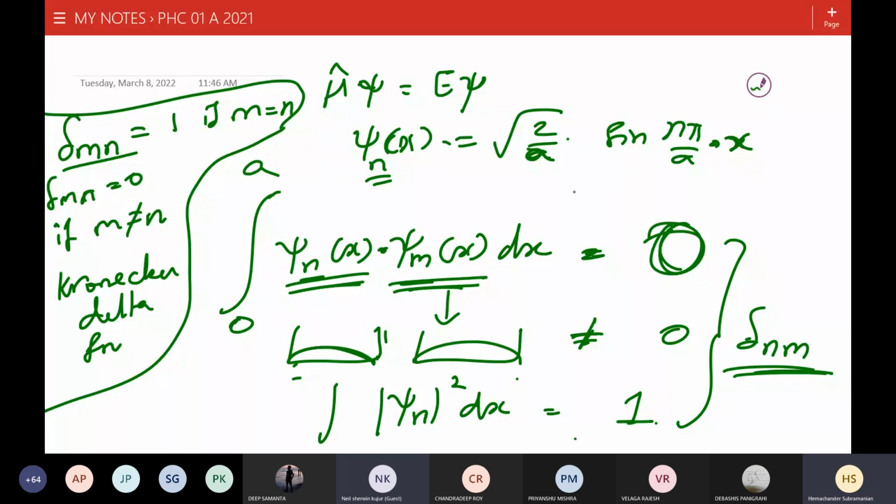All right. So you have two functions. When you multiply two functions that are different, you get a 0. Multiply them and integrate over. When you multiply the same function, you get a 1. Does it remind you of anything? You multiply same thing, you get a 1. You multiply different things, you get a 0. What is that?